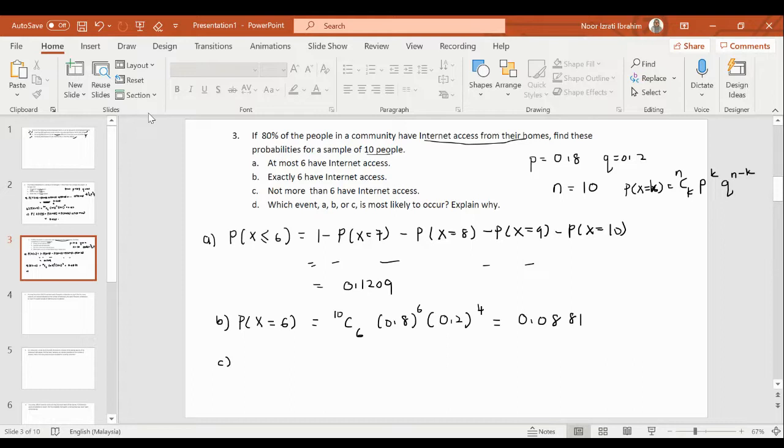For C, not more than 6 have internet access. Not more than 6 means less than or equal to 6.